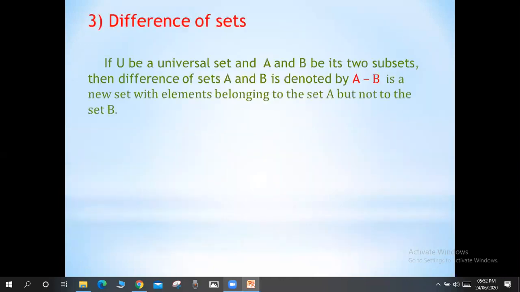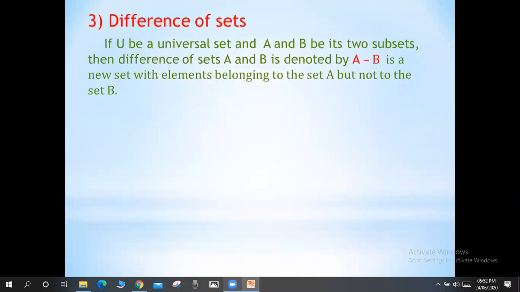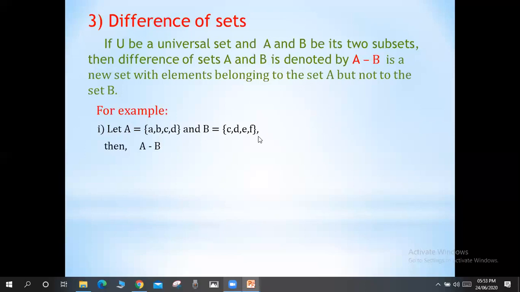Difference of sets. If U is a universal set and A and B are its two subsets, then the difference of sets A and B is denoted by A minus B, read as A difference B. It is a new set with elements belonging to the set A but not to the set B. For example, let A equal to {A, B, C, D} and B equal to {C, D, E, F}. Then A difference B.